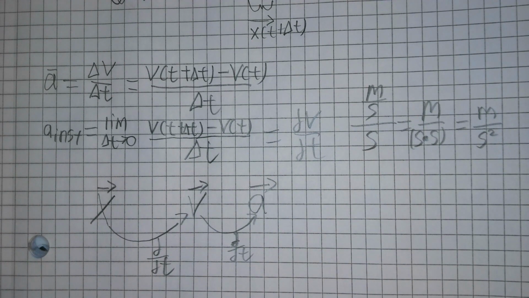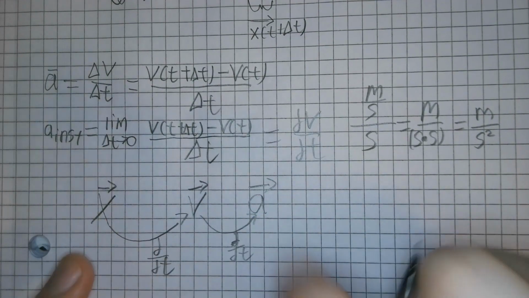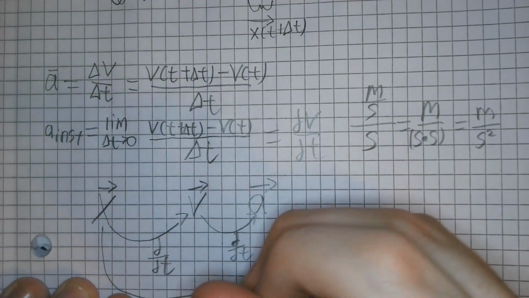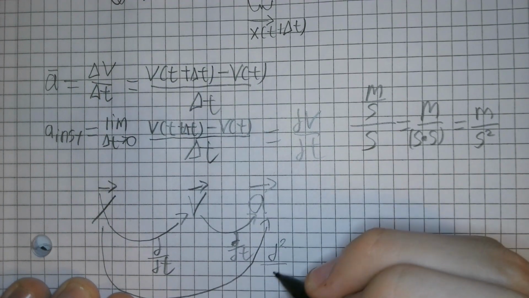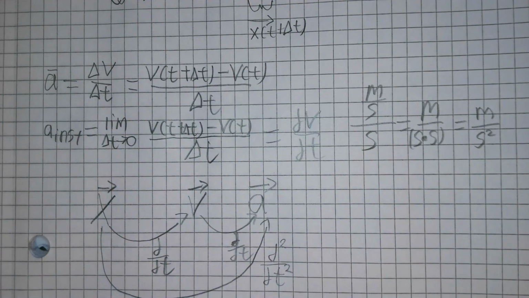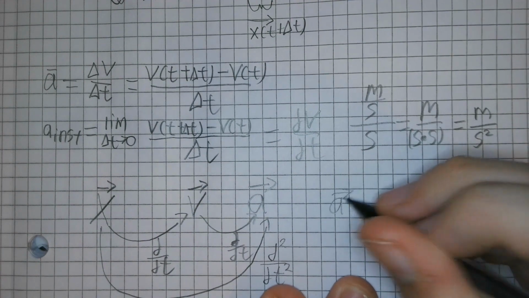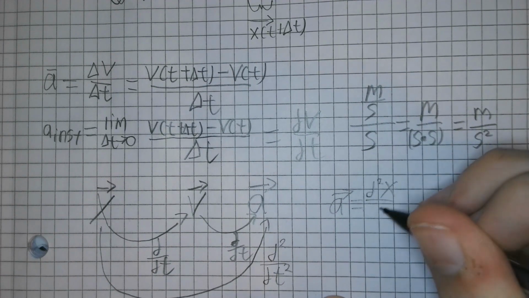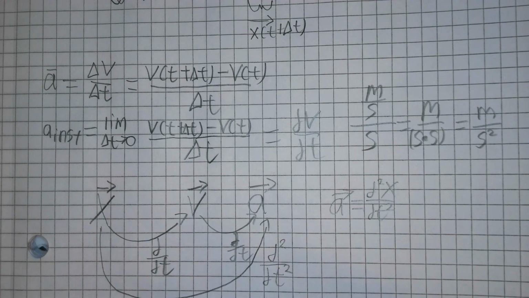Now, if we want to go straight from position to acceleration, we can take the second derivative of position, x, with respect to time, and we'll write it as that. Okay, so then we can also say that acceleration a equals d2x over dt squared, which is the second derivative of our position with respect to time.